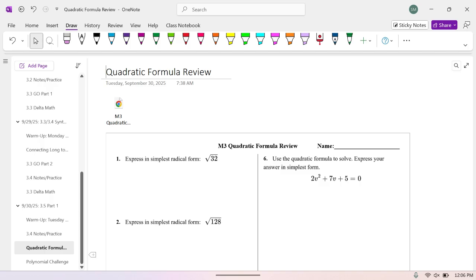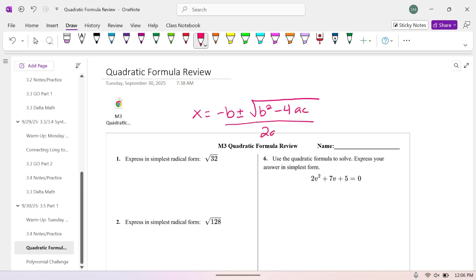Just to review, so somewhere on your paper, you need to write this. The quadratic formula is x equals negative b plus or minus the square root of b squared minus 4ac all over 2a. This is the quadratic formula. And that is when you are given ax squared plus bx plus c is equal to 0. That's what you start with. And then you would take the a, b, c values, which are numbers, plug them into the formula.